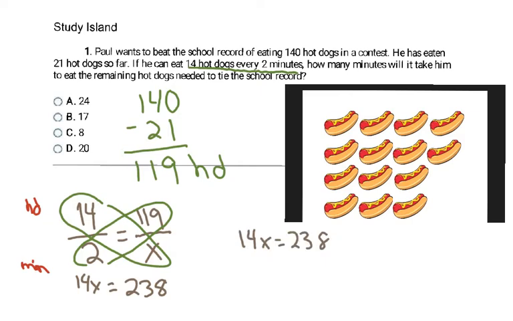I ran out of room, so I just rewrote my problem over here. My last step is going to be to divide both sides by 14. These 14s cancel, and I'm left with x equals 238 divided by 14, which is 17, so that's 17 minutes. If he keeps up that pace, our answer is going to be B, 17 minutes.